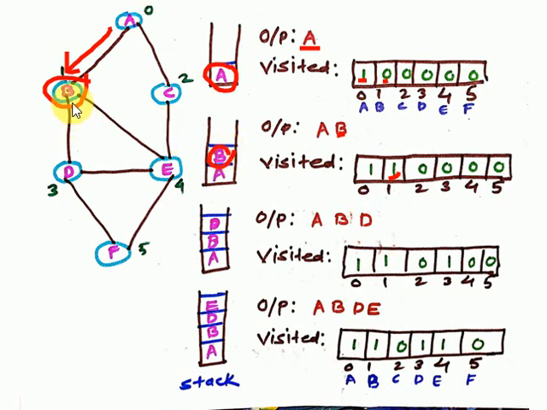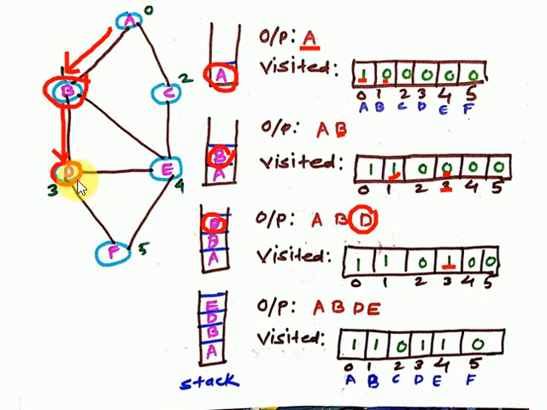Now for vertex B, the next vertices D and E are connected with B. So from B I'll go to vertex D. I'll check whether vertex D is visited or not. So I find that vertex D, which is identified with number 3, is not visited. So I'll mark vertex D as visited. I'll display vertex D and I'll push vertex D onto the stack.